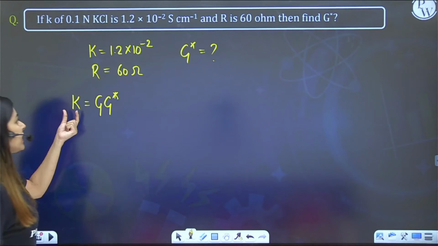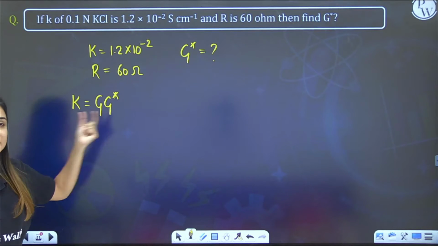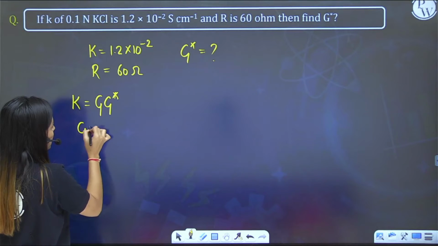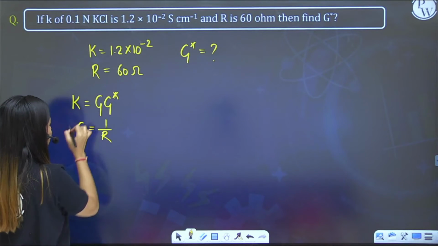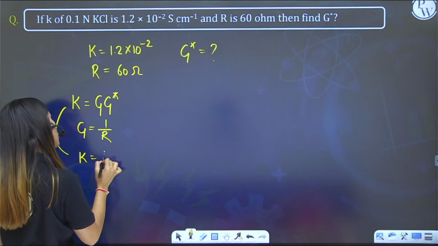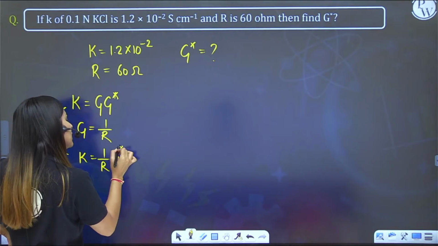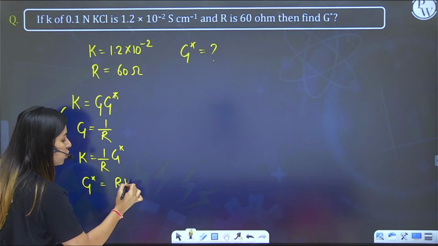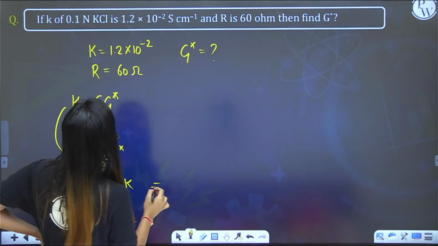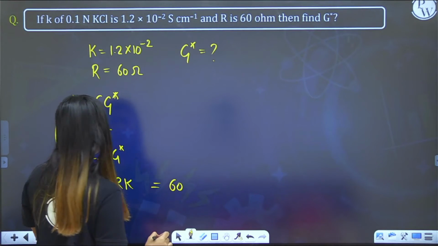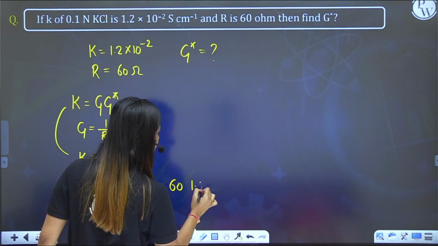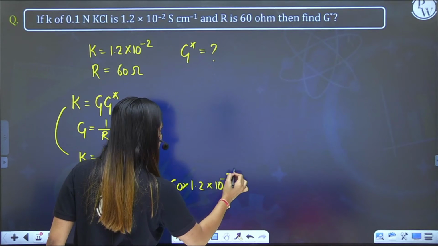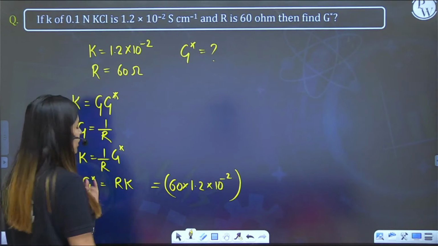You know that conductivity is equal to G into G*. Also, you know that conductance is equal to 1/R. So, I can write this expression as K = (1/R) × G*. So, G* will be equal to R into K. What is the R value given? It is 60. And what is the K value given? 1.2 × 10^-2. Just multiply it, and you will get your G*.